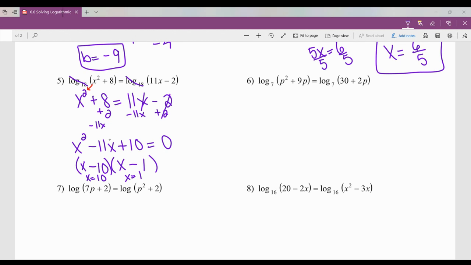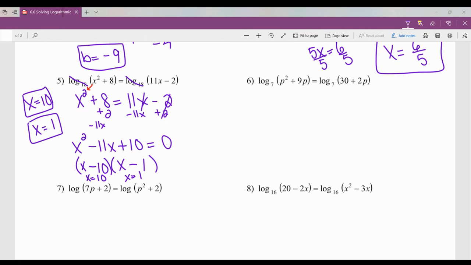So positive 10 squared is 100 plus 8. 10 works. And then let's see if 1 works. 1 squared, that's 1 plus 9, that's positive. So that works. So we've got 2 answers for this, 10 and 1. All right, for the next one, we're going to do the same thing.